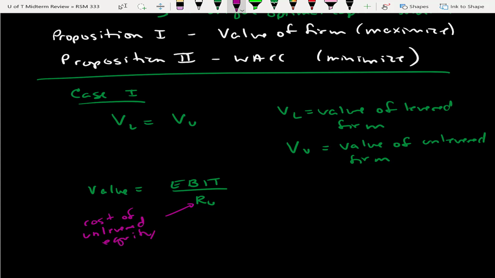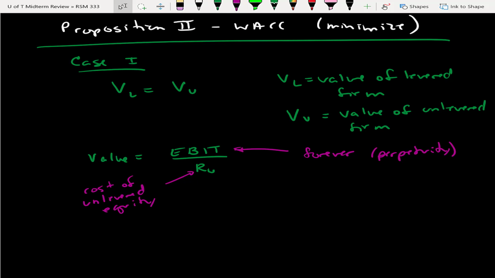So why is it EBIT over that? It is assuming that this is forever. So essentially it's a perpetuity. And that's just because that makes it easier to solve. So if you say the value of a firm is its EBIT divided by its cost of equity, that's the value of the firm. And whether it's levered or unlevered, it's the same value in this case.